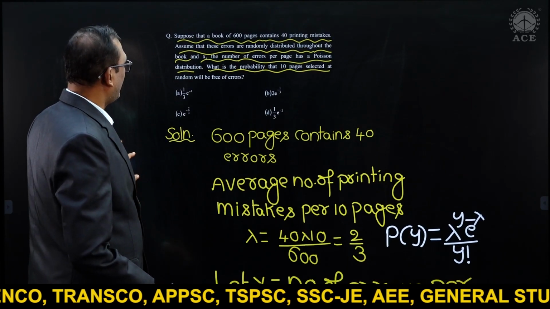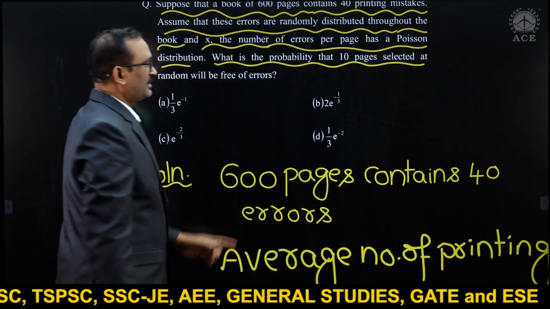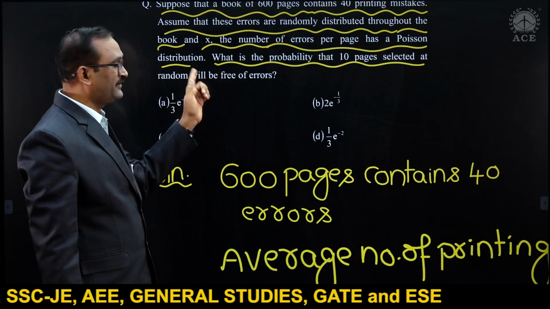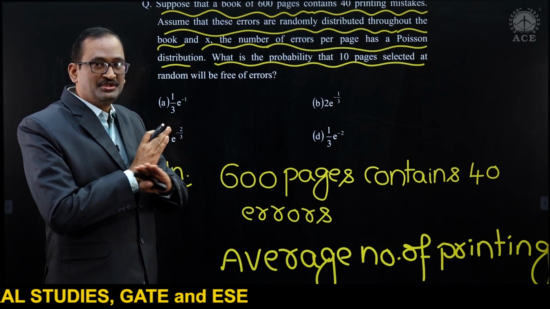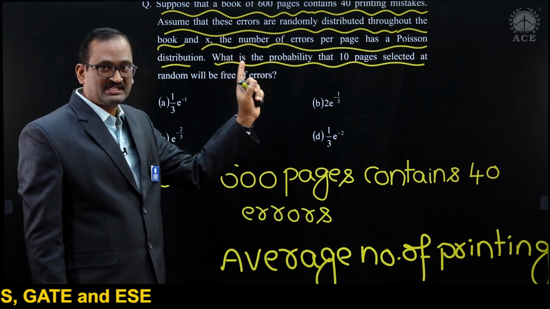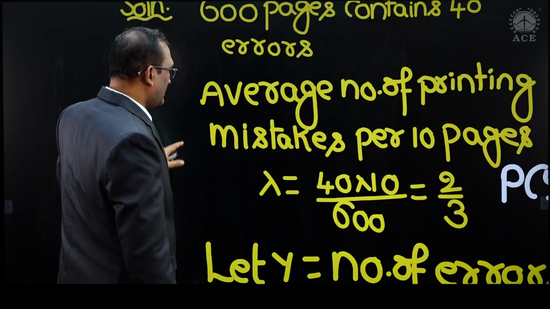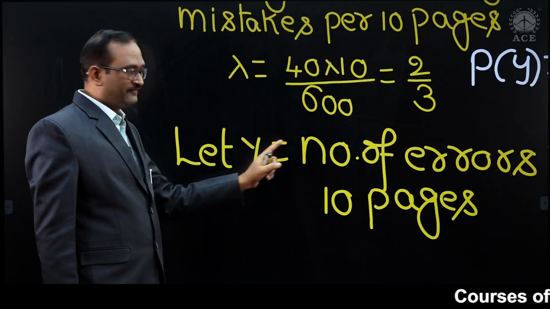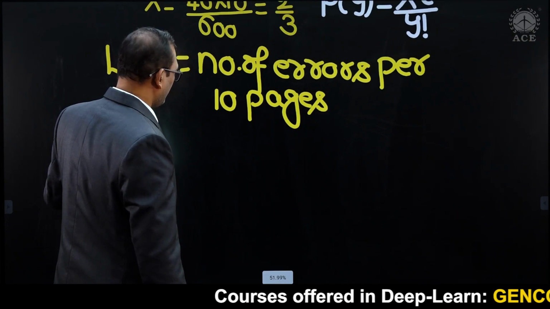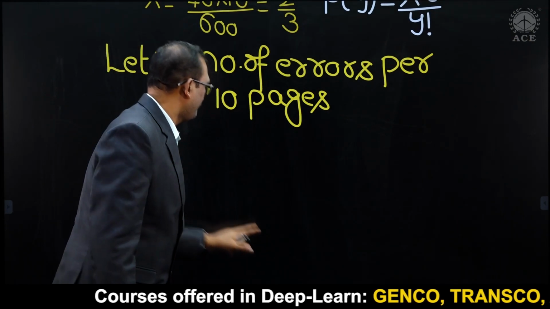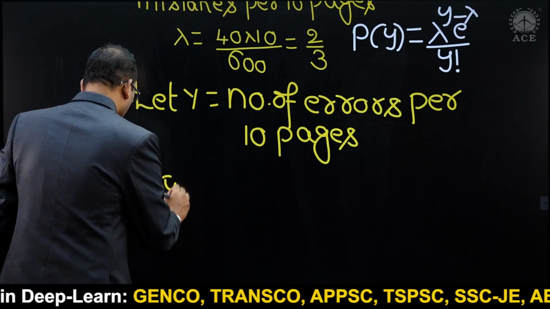We were asked to find the probability that 10 pages selected at random will be free of errors. That means the probability that there would be 0 errors for the 10 pages selected at random. So 0 errors means Y value 0 for 10 pages regarding errors. So we need to find the probability of Y is equal to 0.